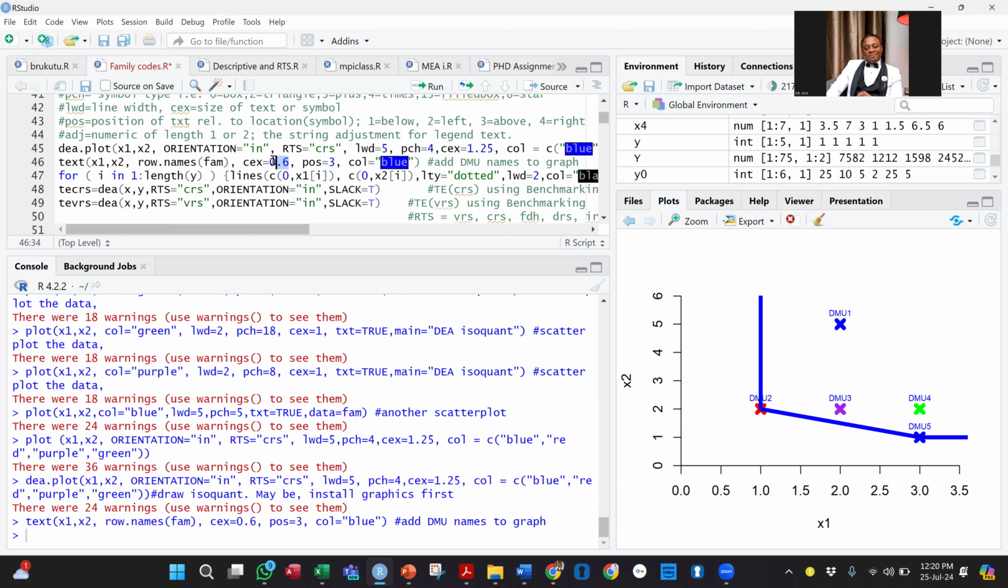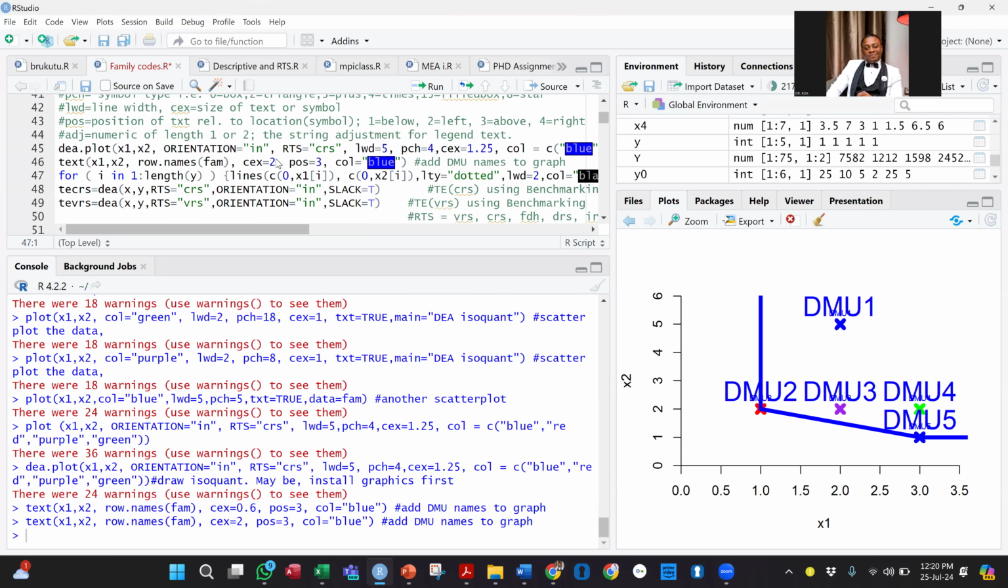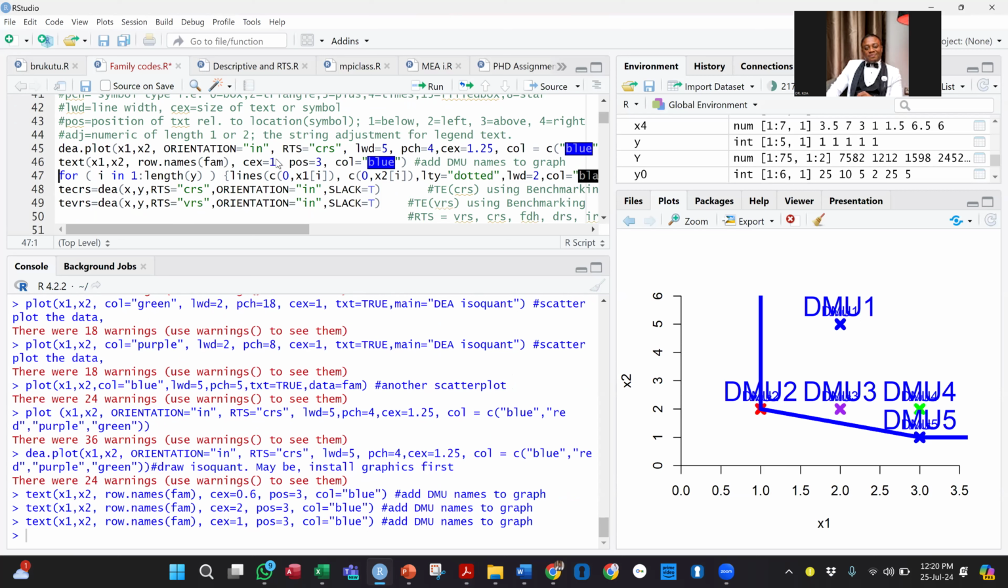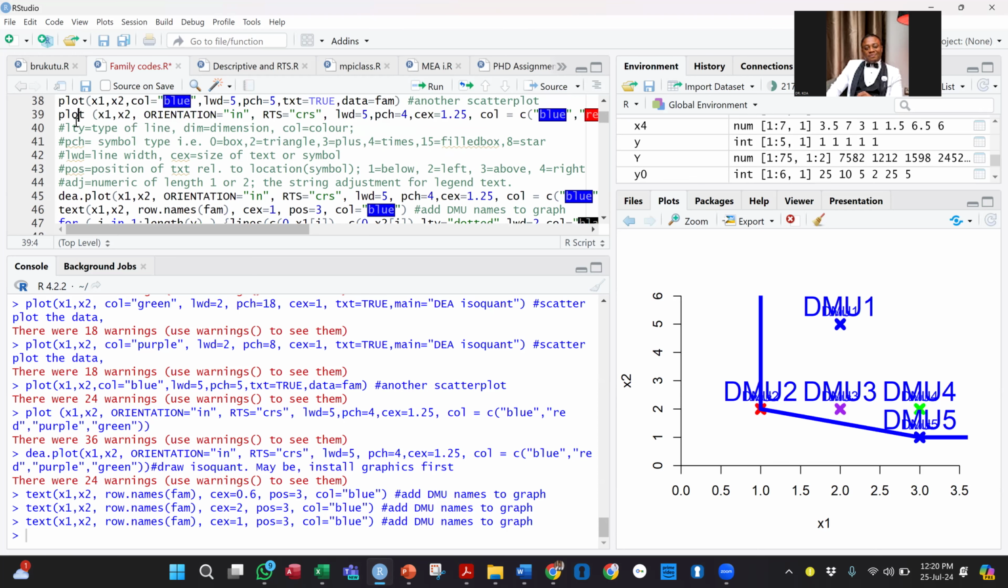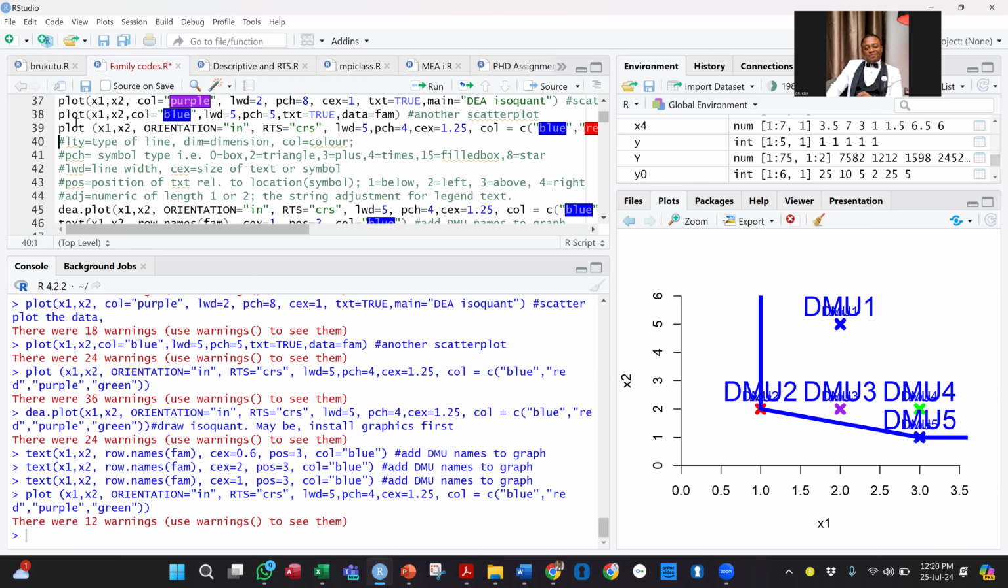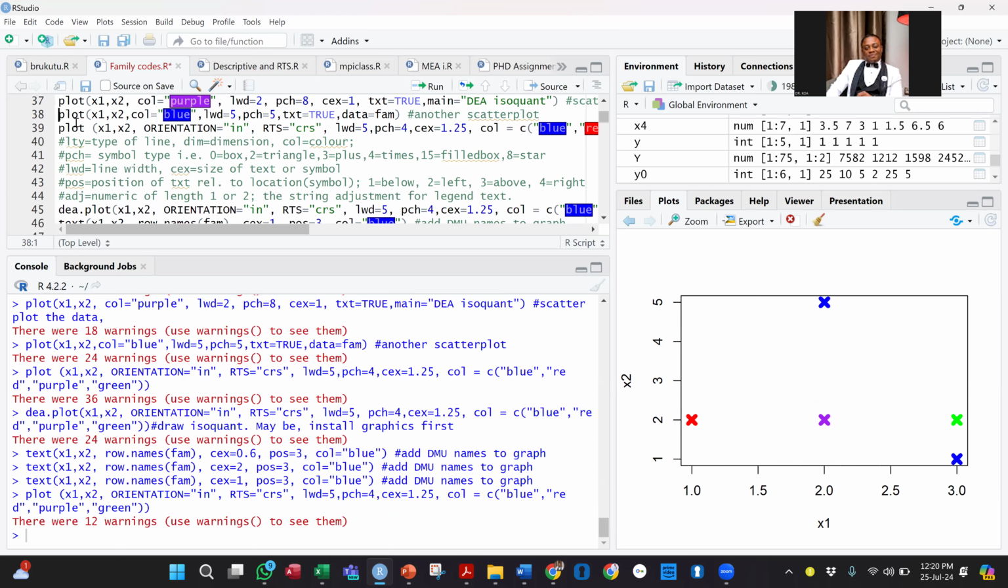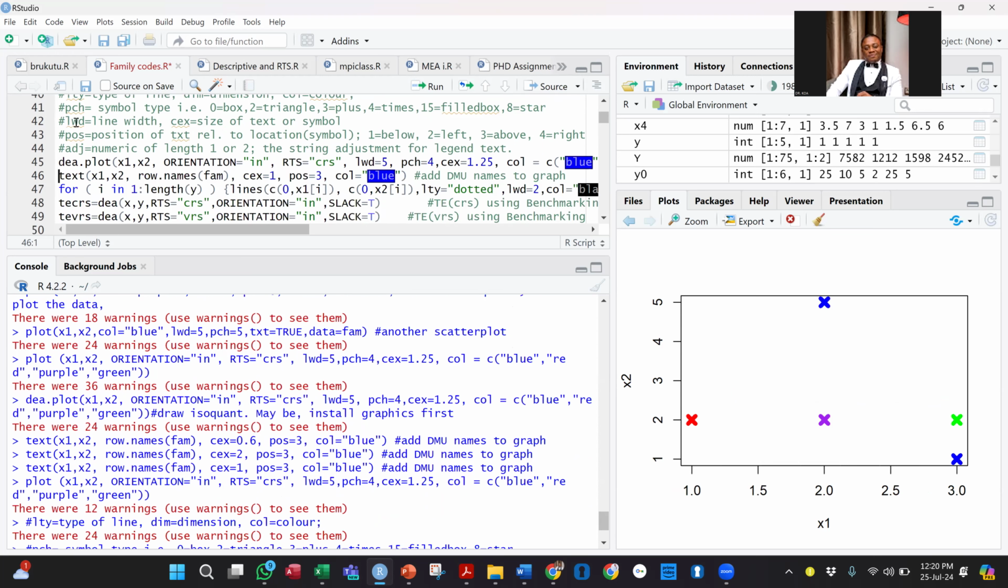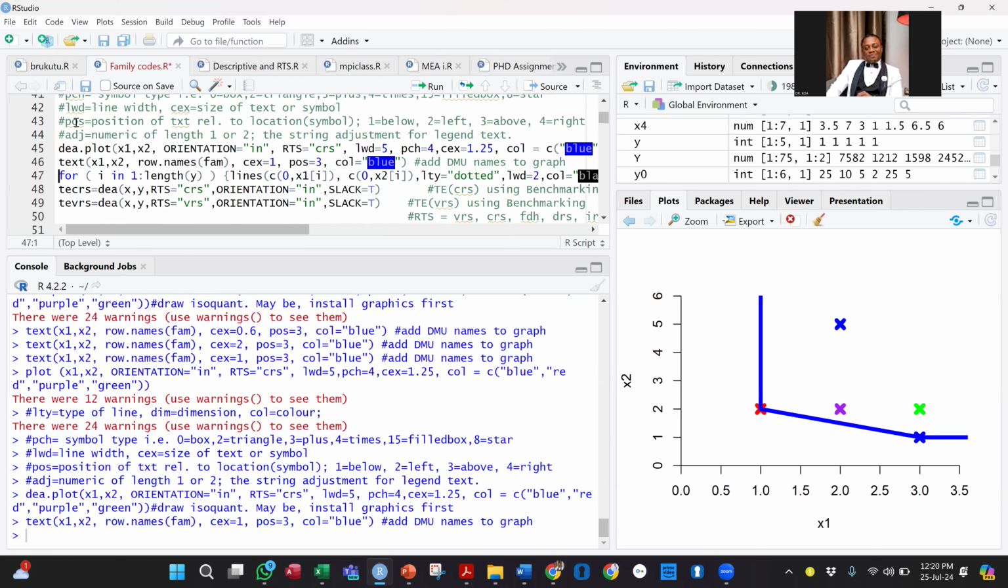So this CEX is 0.6. I can even make it like 2 and run it again. Watch it. See, now it's too big. So you got to go back and then let's make it like 1. Okay. So it inserts upon the other. So if you want it to change, you got to go back and run this last one again. And then you run the DEA plot like that. Then you run this.